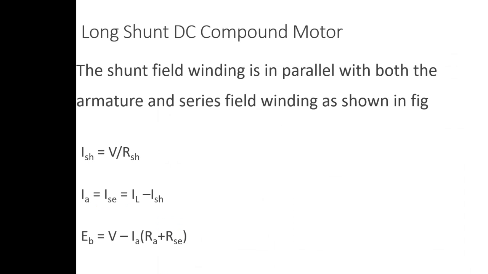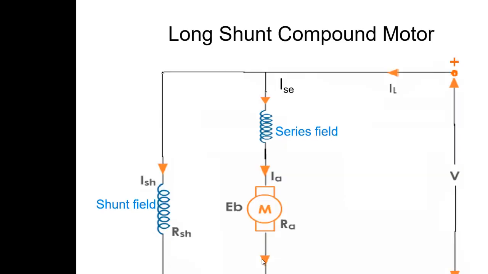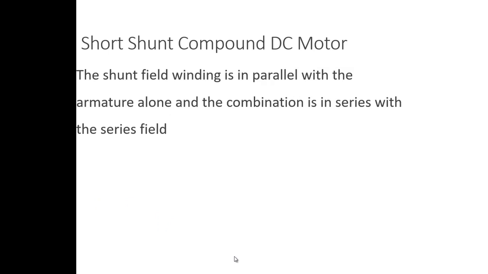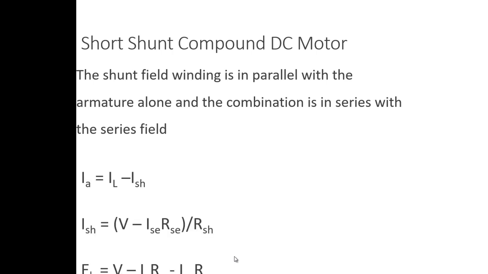And the back EMF EB is equal to the applied voltage minus the drop across the armature and also the resistance. So V minus the drop across the series field winding and the drop across the armature. That is EB, the back EMF. Now we'll see the short shunt compound DC motor. Here, the shunt winding is in parallel with the armature alone, and the combination is in series with the series field winding.